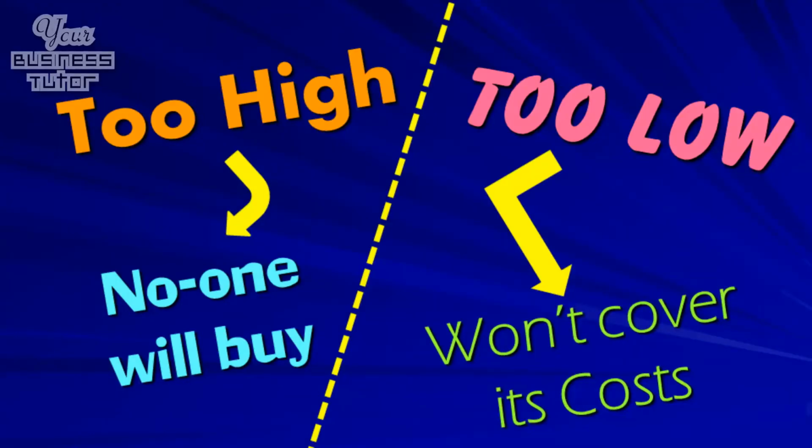Given this, it is really important that a business gets its price right, because if it sells it too high, no one will buy its product. But equally, if it sets its price too low, it won't earn enough to cover its costs. What this shows is that when setting the price of a product, a business must choose a point somewhere between these maximum and minimum limits.